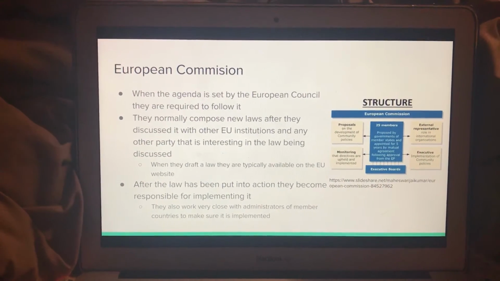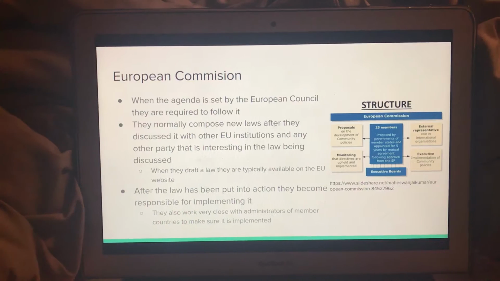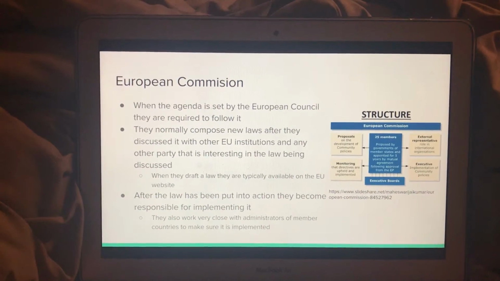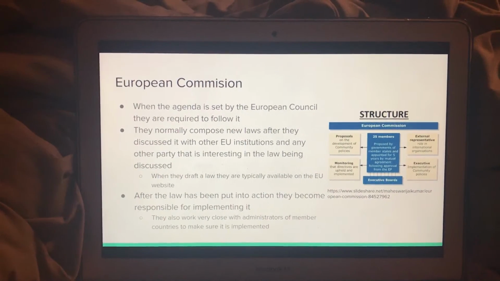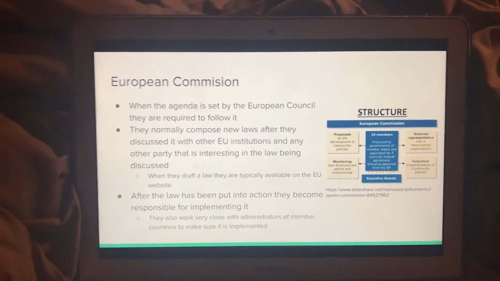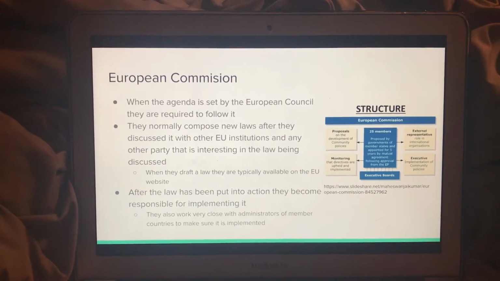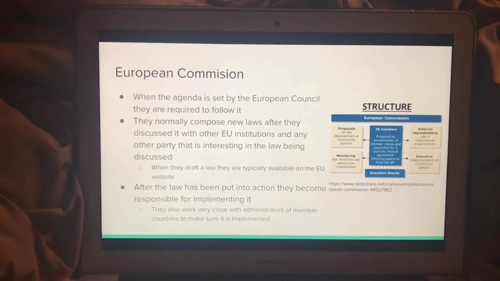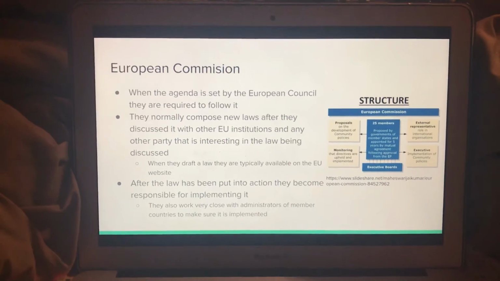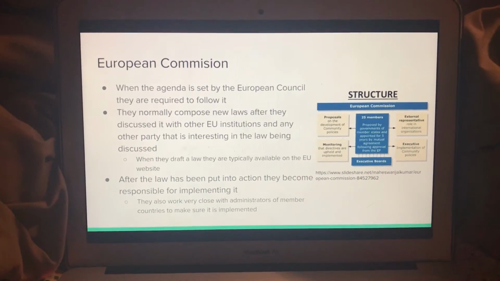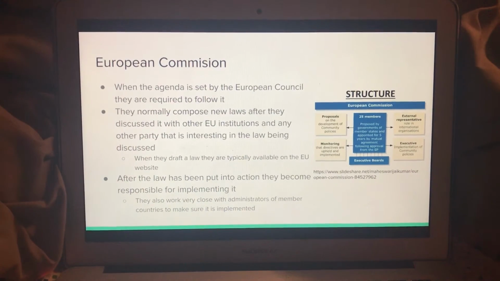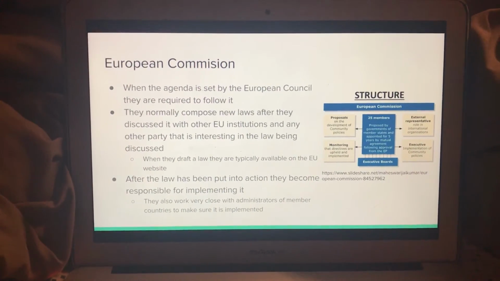The European Commission. When the agenda is set by the European Council, they are required to follow it. They normally compose new laws after they discussed it with other EU institutions and any other party that is interested in the law being discussed. When they draft a law, they are typically available on the EU website. After the law has been put into action, they become responsible for implementing it. They also work very close with administrators of member countries to make sure it is implemented.